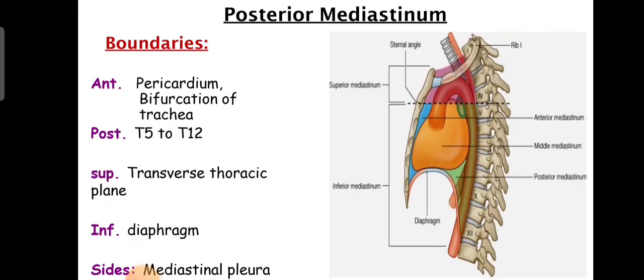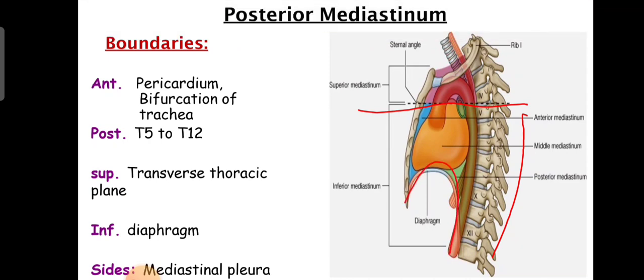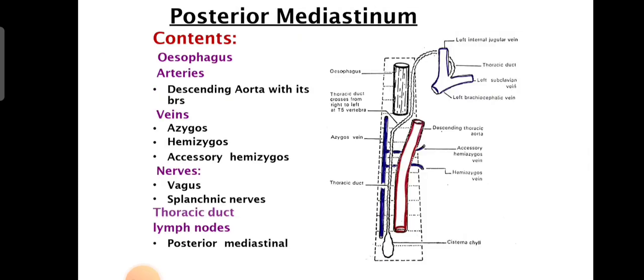The posterior mediastinum has boundaries like this: anteriorly, it has the pericardium with the bifurcation of the trachea. Posteriorly we can see the lower 8 thoracic vertebrae, superiorly the transverse plane, and inferiorly we have the diaphragm. And on the sides we have the mediastinal pleura. Now the contents of the posterior mediastinum are the esophagus, arteries like the descending aorta with its branches, and veins like the azygous, hemiazygous and accessory hemiazygous veins.